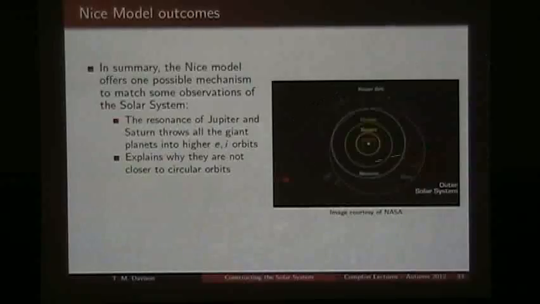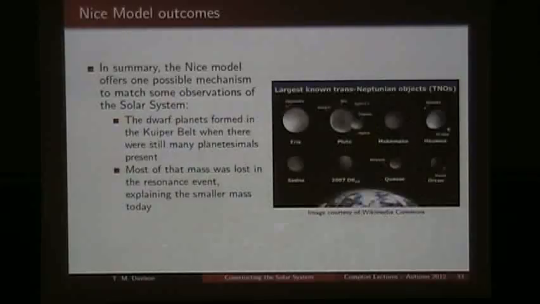The resonance of Jupiter and Saturn throws all the giant planets into higher eccentricity and inclination orbits, which explains their non-circular orbits. And the Kuiper belt, as I said, the dwarf planets in the Kuiper belt probably formed before we lost all that mass due to that resonance event.